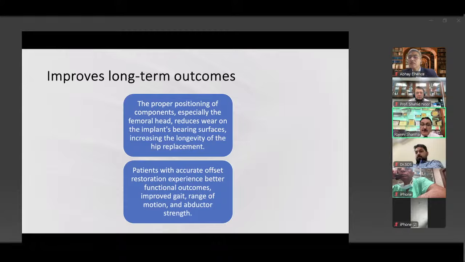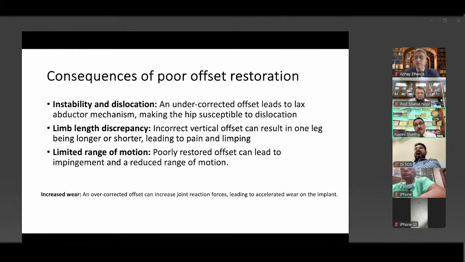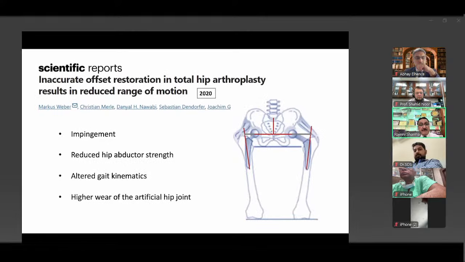Patients with accurate offset restoration experience better functional outcome, improved gait, improved range of motion, and a better abductor strength. So the consequences of poor offset restoration are instability and possibly dislocation, limb length discrepancy, and limited range of movement. Poorly restored offset can lead to impingement and a reduced range of motion. The impingement, as you see on this picture on the right side, the offset is not restored, and that's how you see that the abductor mechanism is not efficient here.